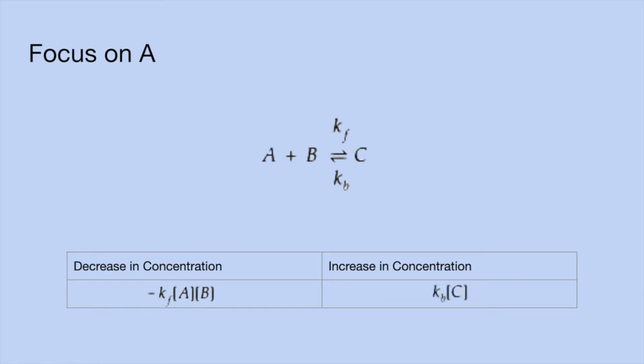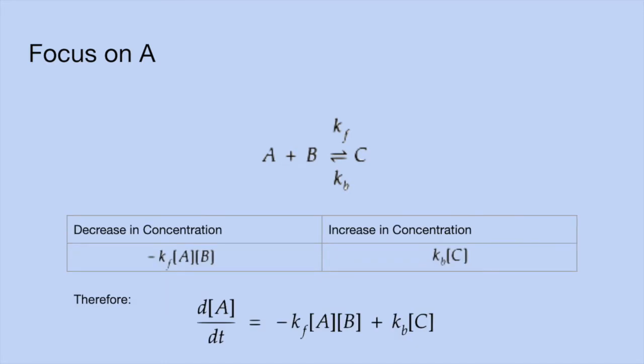Now we will be focusing on A's increasing concentration over time. In our chemical equation, the concentration of A will increase during the reverse reaction where C can revert back to the initial reactants A and B. So the second part of our differential equation is positive reverse reaction rate times the concentration of C.